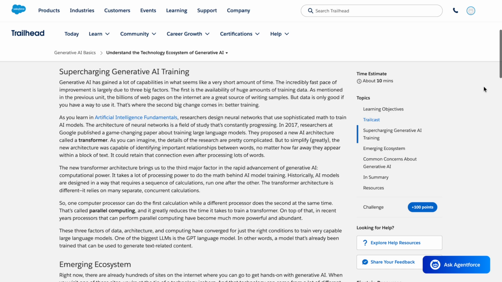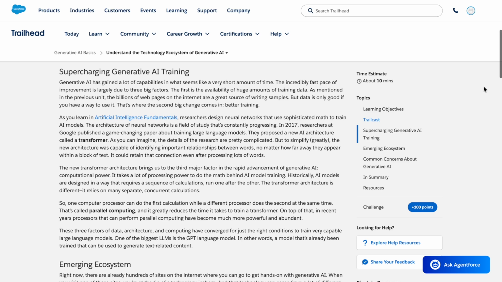The incredibly fast pace of improvement is largely due to three big factors. The first is the availability of huge amounts of training data. As mentioned in the previous unit, the billions of web pages on the internet are a great source of writing samples. But data is only good if you have a way to use it. That's where the second big change comes in: better training.